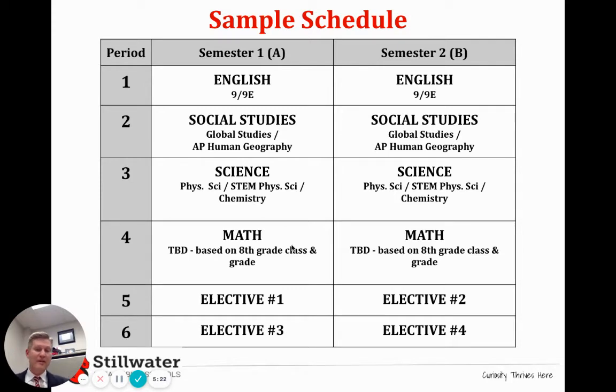In math, the book is a little bit more wide open because this is going to be dependent on what math class your child is currently in 8th grade. If your child is currently in an algebra class, they're going to want to sign up for geometry. If they're currently in geometry, they're going to want to sign up for algebra 2. And there's a whole scope and sequence that's listed in the registration guide that will tell you what math class to sign up for based on what class your child is currently in.